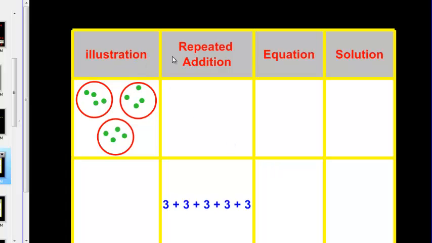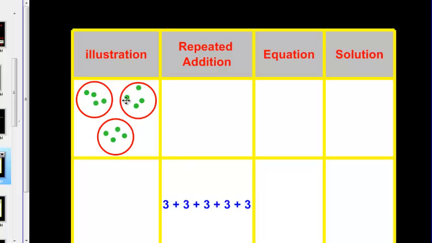We have a chart, and the chart has a few categories. The illustration means a diagram, some sort of a picture. Repeated addition is just the addition equation. Equation is my multiplication equation. My solution is the answer. Let's do a couple examples before I let you go off on your own here.